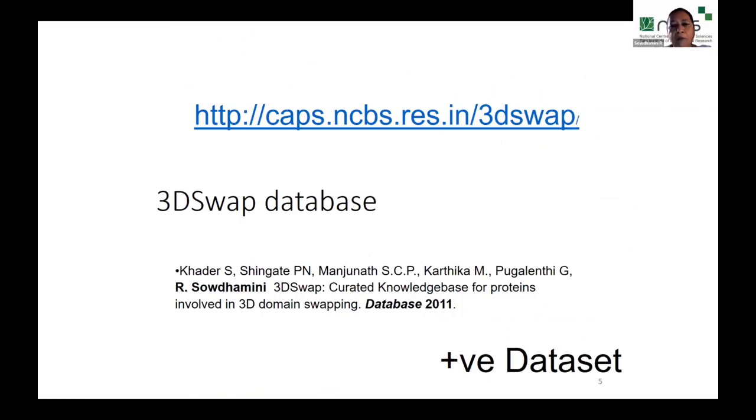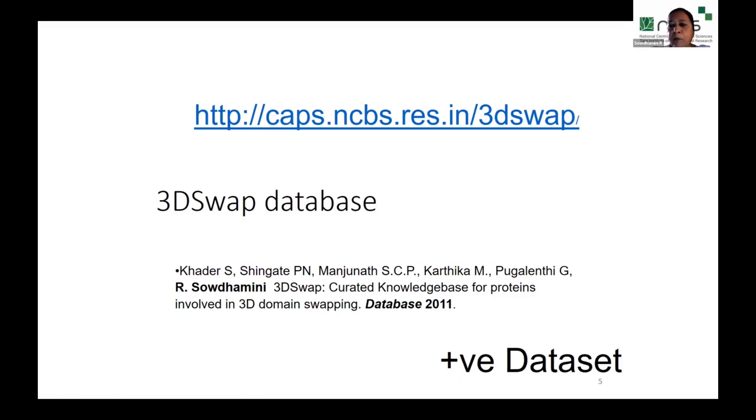All our accepted entries, the 3D domain swapped protein structural examples, are contained in a database that we created, which is called 3D-SWAP. It's in the public domain and can be accessed. In fact, we have also made further updates to this database. And in the context of the prediction, this will form what is called a positive data set, because these are definitely examples where, even from structural information, such proteins have been engaged in domain swapping.